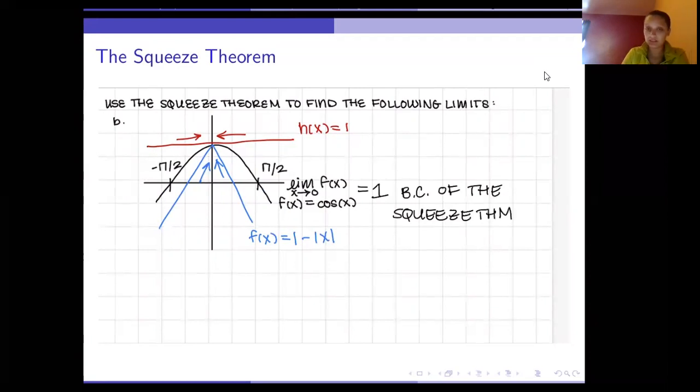So hopefully that's a nice little introduction to the squeeze theorem. We won't really use it outside of being introduced to it, but that's okay. There's definitely going to be some homework problems about it.